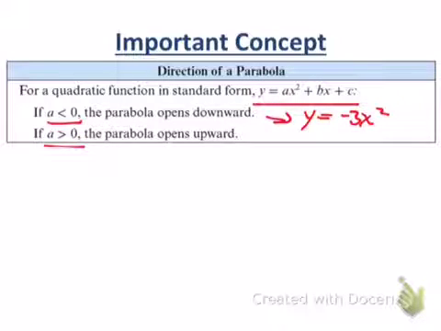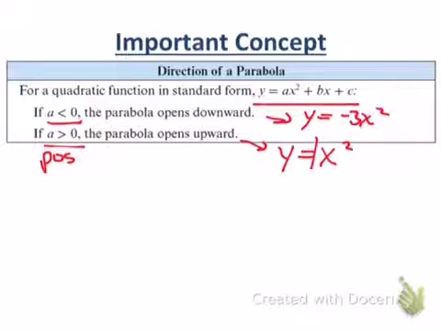A is greater than 0. That means if a is positive, the parabola opens upward. All right? And that's like our parent graph, y equals x squared. That opens upward because our positive a value of 1 makes it open upward.